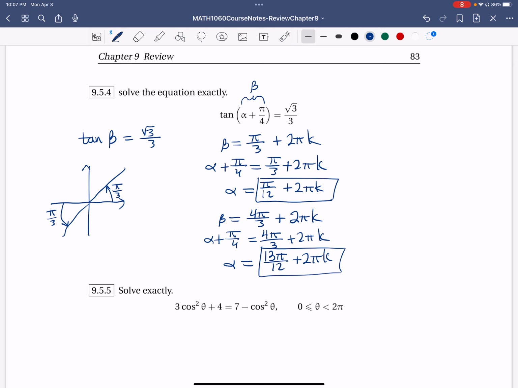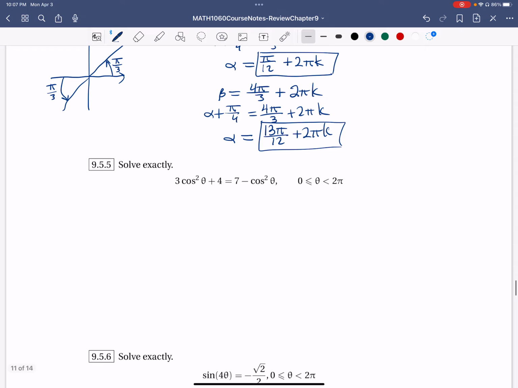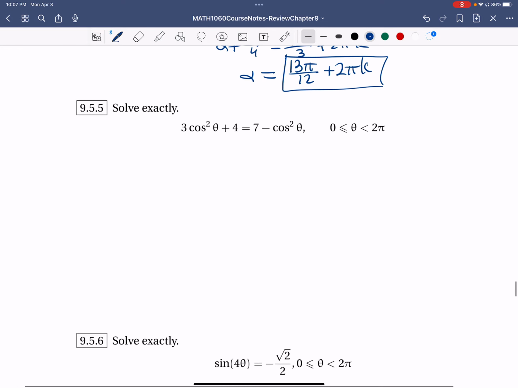Okay, let's keep going here. Here's another one that is coming from, I guess, a quadratic equation. It looks like we can solve this one for cosine squared of theta first, and then we'll take the square root. So I'm going to add cosine squared theta to both sides.